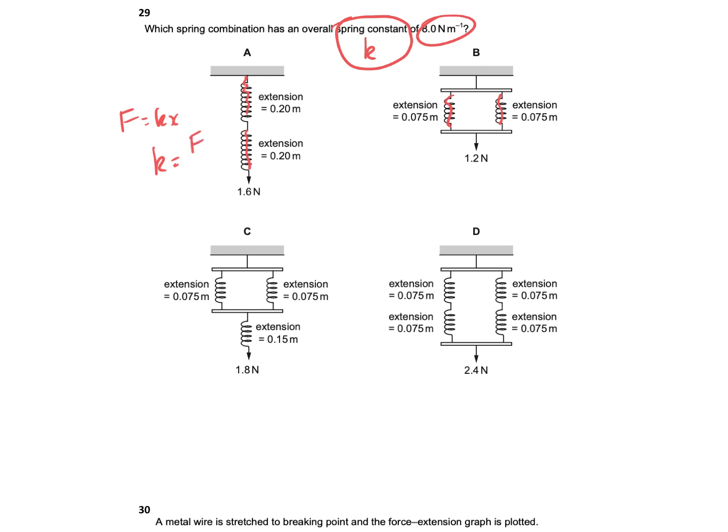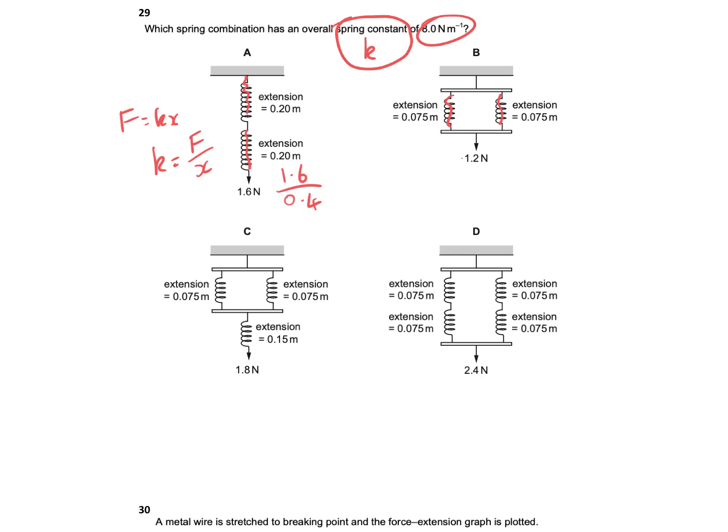Well, we just need the total force divided by the extension. So for this one, the total force is 1.6. Oh, and remember that is through both these springs. The extension, total extension, is 0.4. So we can then work out what the spring constant is there.